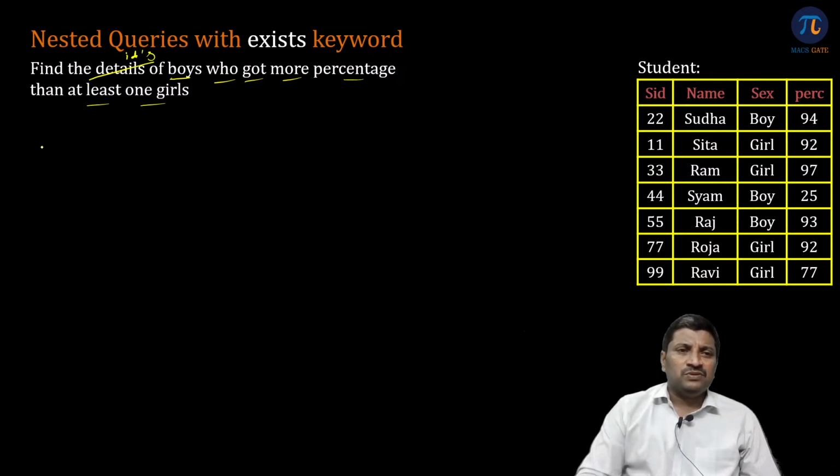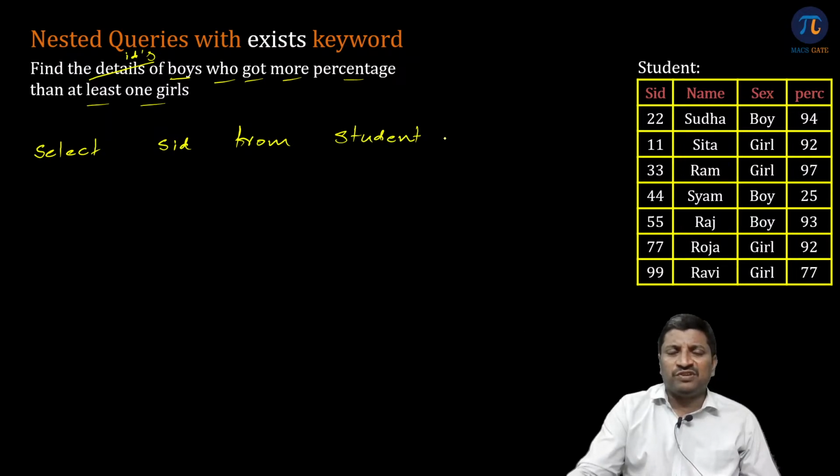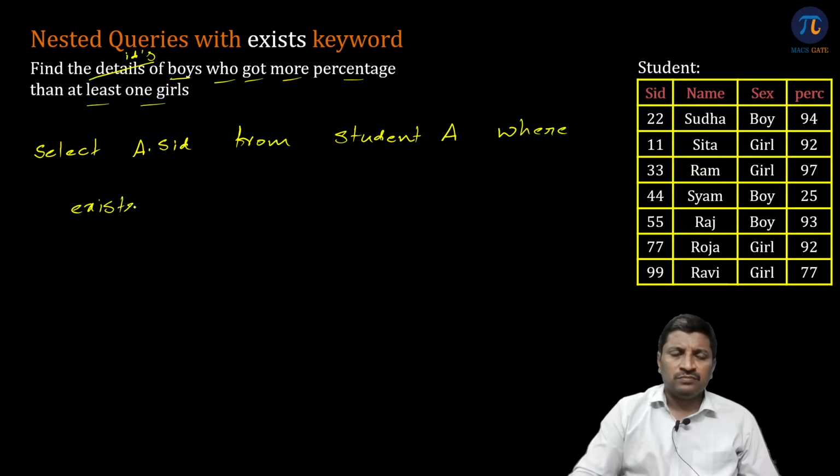So select SID from student. I have only one table, sir, so I will use it two times. So student A. So select A.SID. Fine. Where exists. Fine. Up to here is fine.